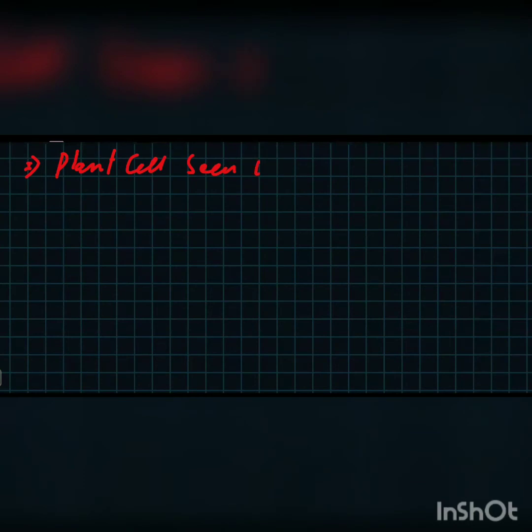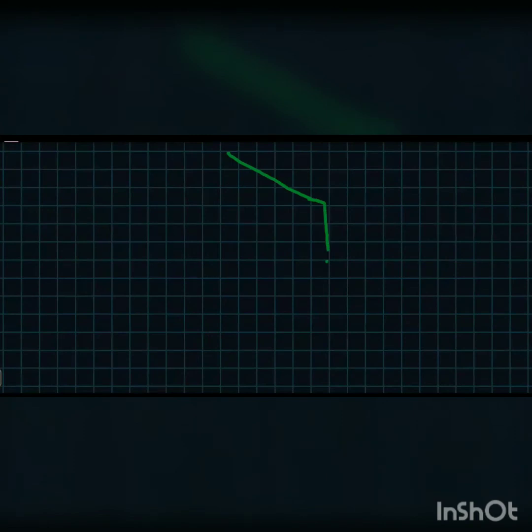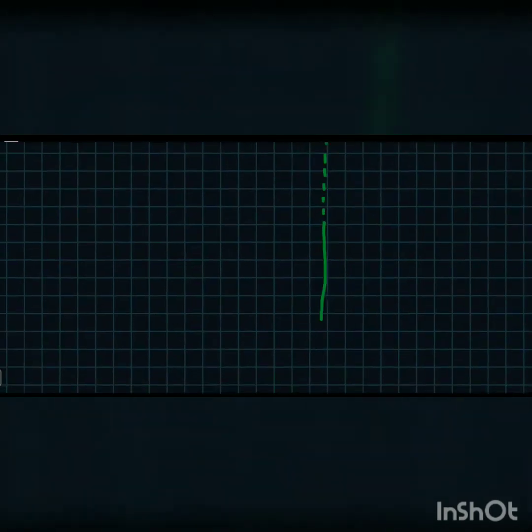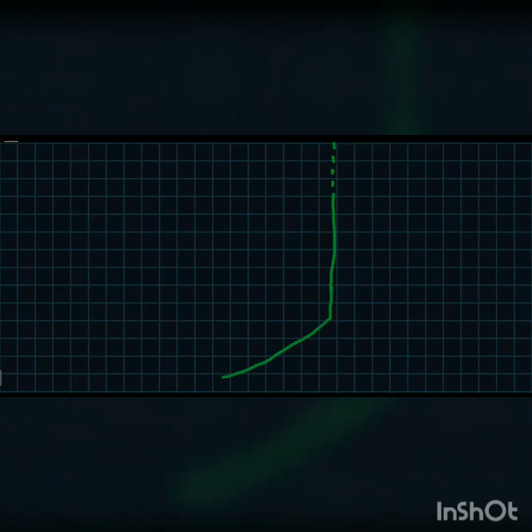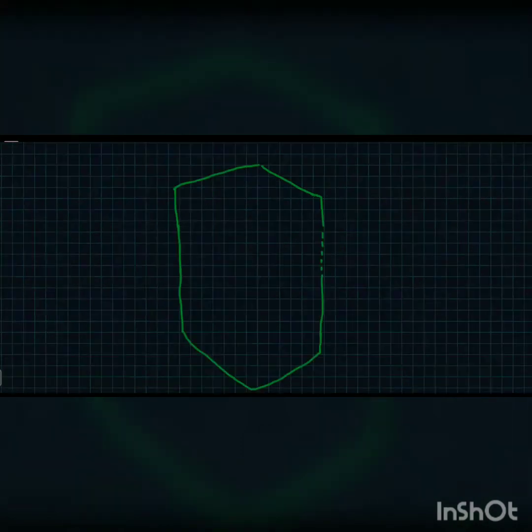Seen under an electron microscope. Okay. Under an electron microscope, similarly, we start with the cell wall. So this is the cell wall. Okay, so this is one line. We will draw another line.